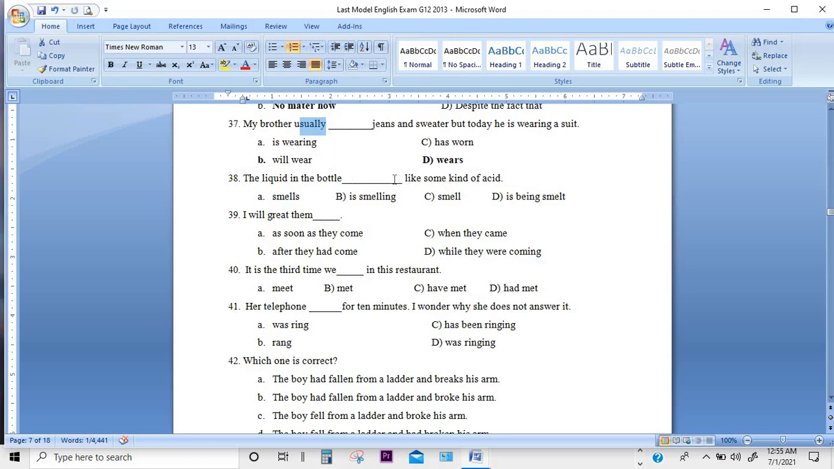Okay, for special meaning. So the liquid in the bottle, that's a subject, smells, not is smelling, because it is a perception verb or perception action. So we don't use continuous tense, we use simple present tense. So smells is our answer, just to save time. Smell is for plural, is smelling for continuous tense, is being smelled, that's for passive structure. It's not passive, it's active, and it is simple present tense, and we use smells. So the liquid in the bottle smells because the liquid is singular.